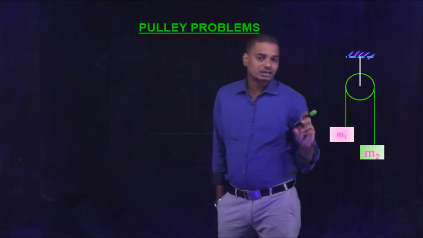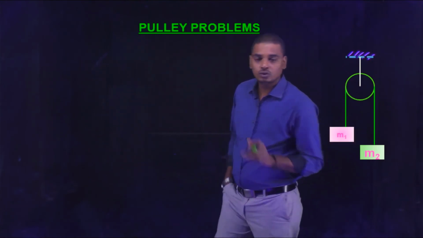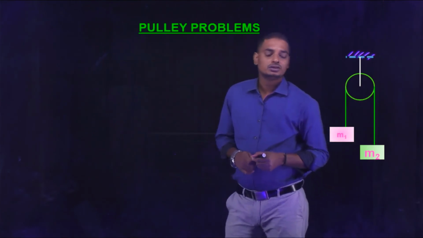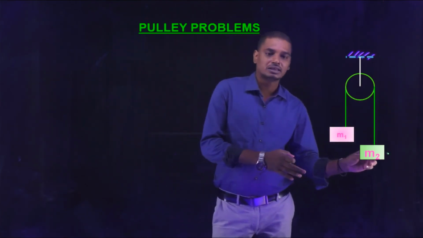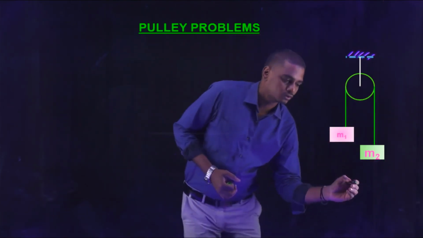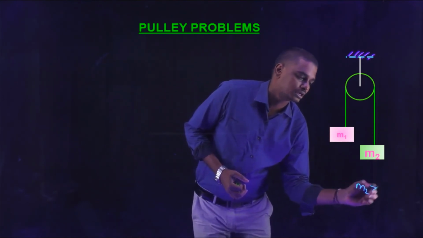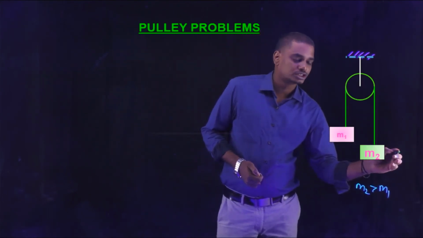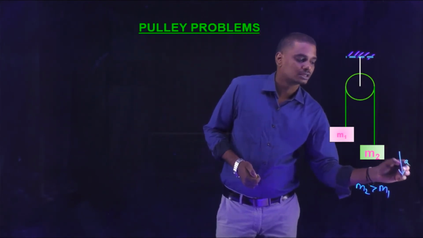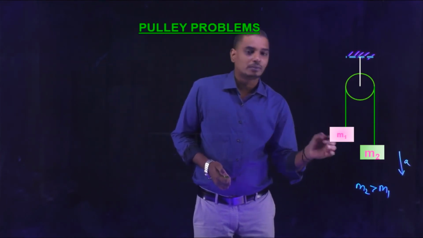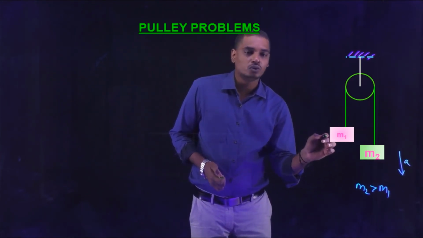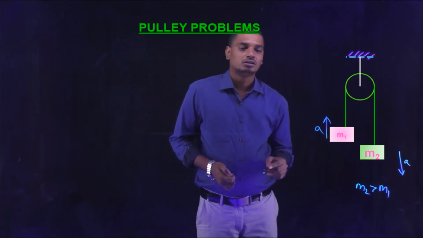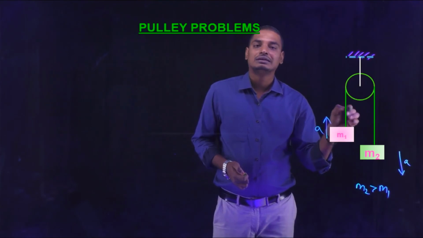Initially, consider the mass of the block M2 is greater than M1. Then only the block will slide down in this manner. As the block of mass M2 is greater than M1, the block will slide down with an acceleration A. Similarly, the first block will move in the upward direction with an acceleration A. Then let the tension in the string be T.